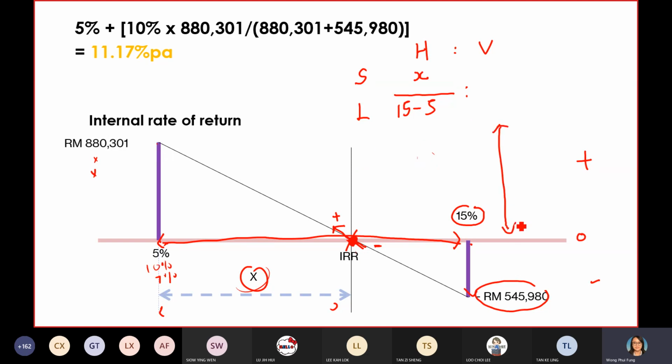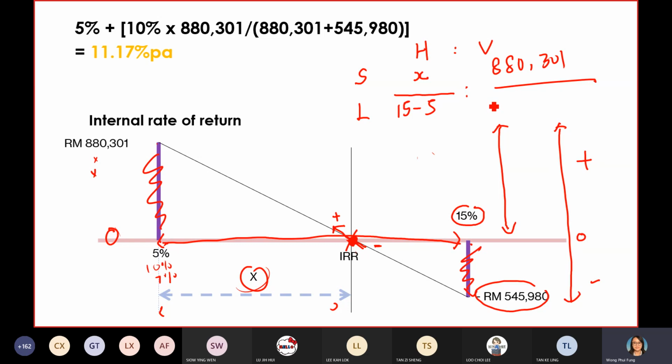Vertically, shortest versus longest. Shortest is this one. Here is 0. So here, 880,381. Then longest is this one plus this one. So 880,381 plus 545,980. Forget about the negative. Negative here just indicates the location at the bottom.